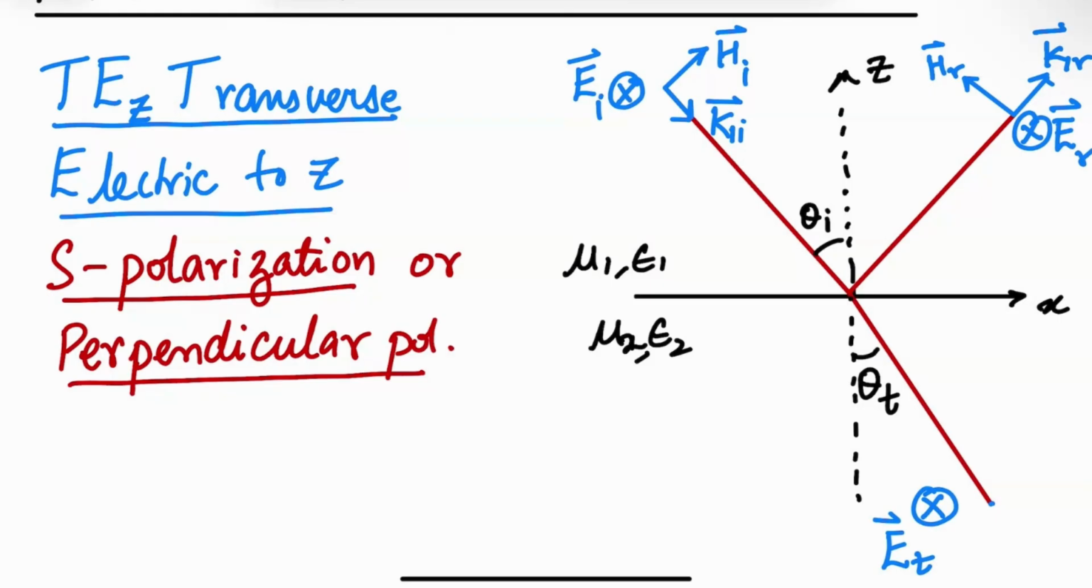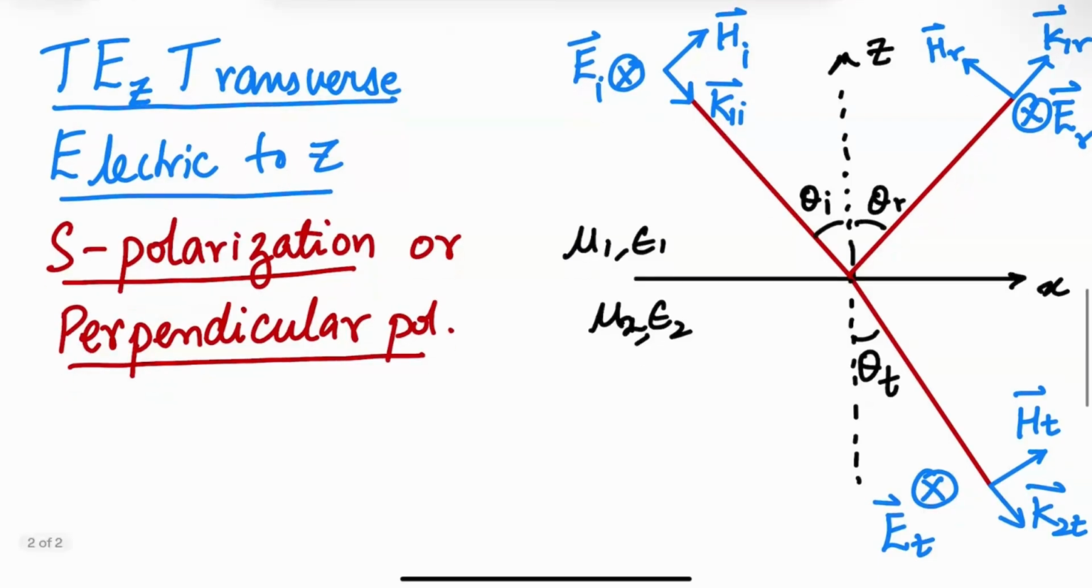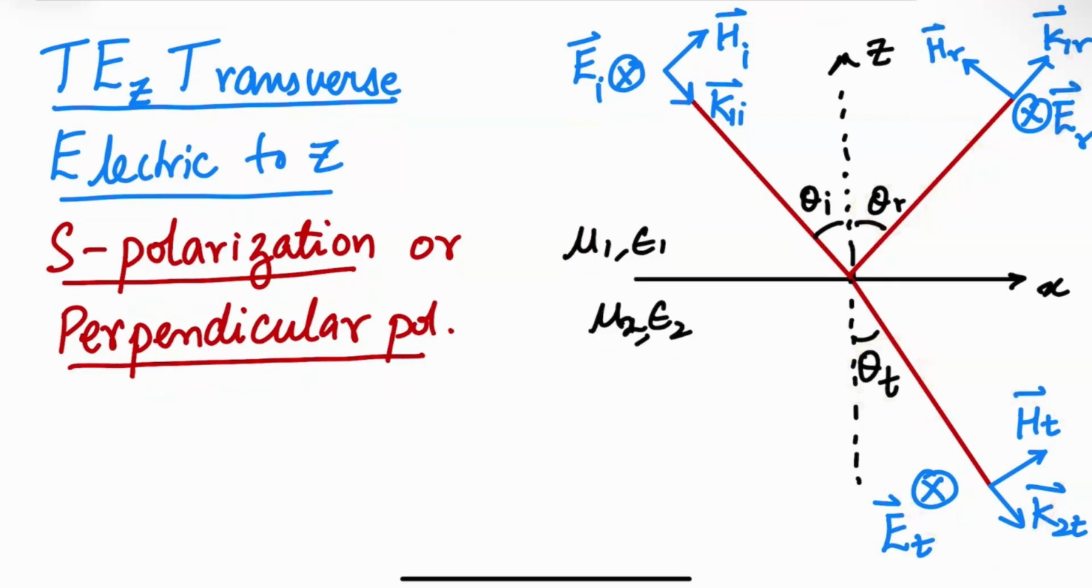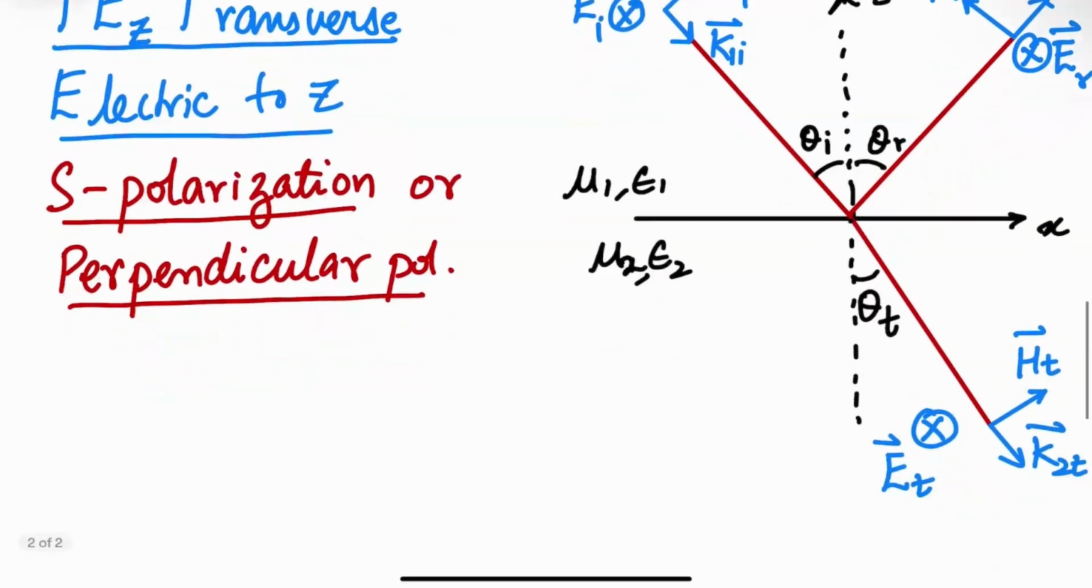And then the magnetic field is in this direction. It's transmitted. And then I have my k2, which is in this direction, k2T in that direction. Okay, so given that we have these labels, I have one more label to make, which is theta R. Now we want to find what exactly happens to these fields, this angle, and this angle. Right? So we need to solve for that.